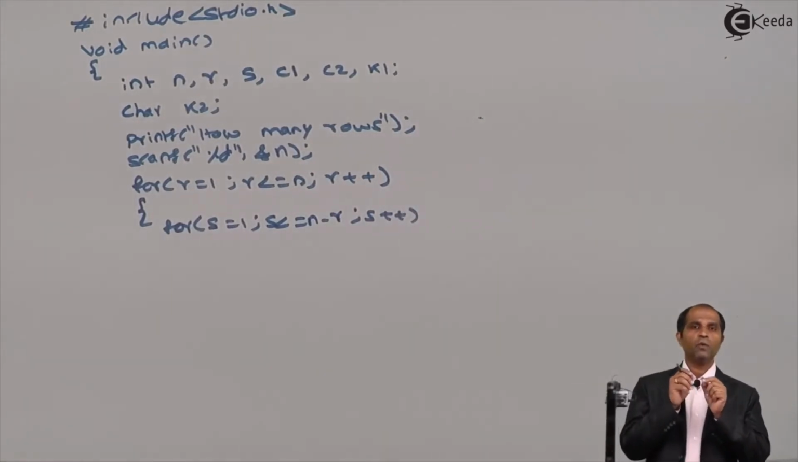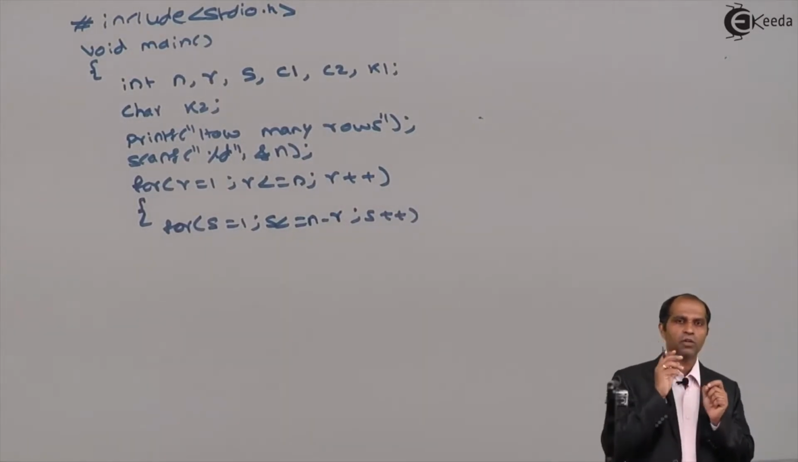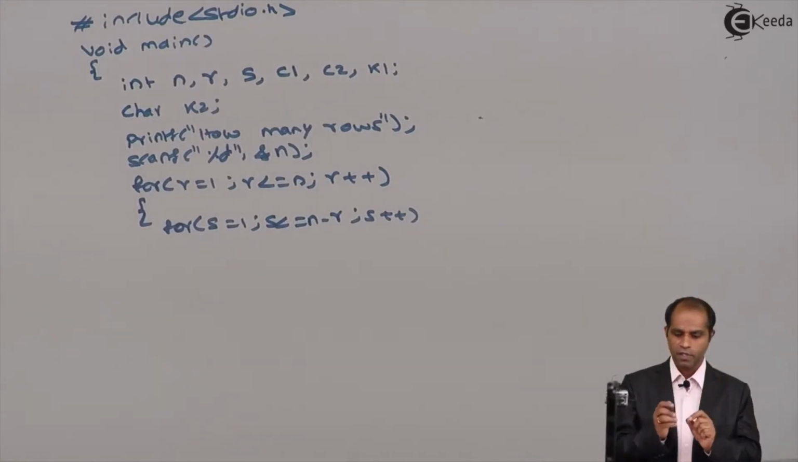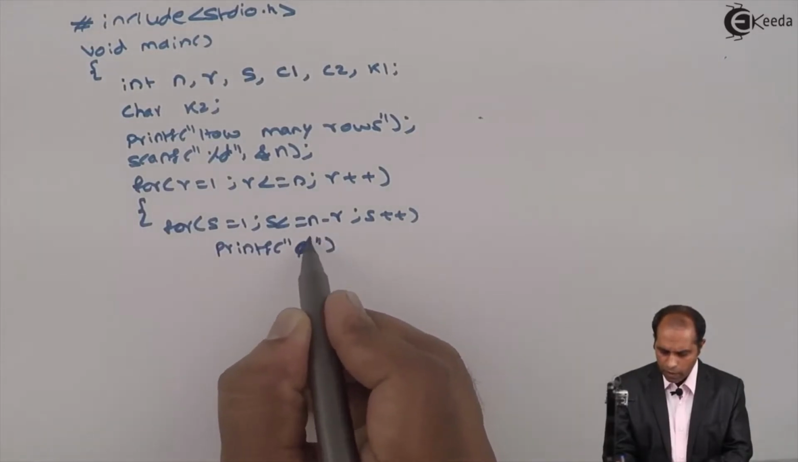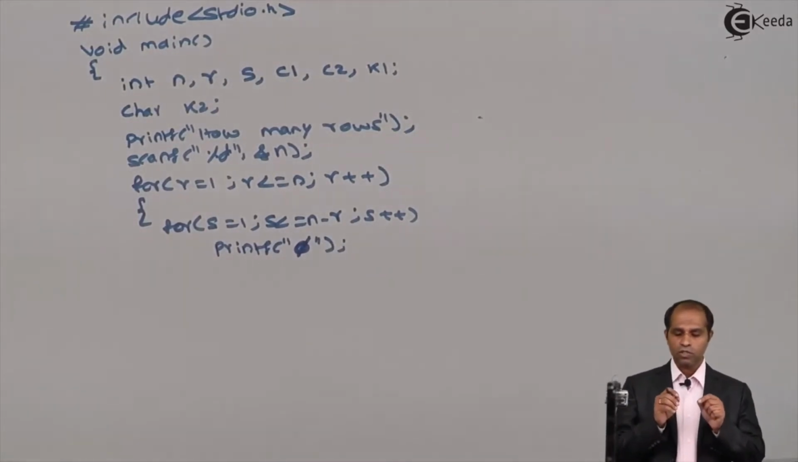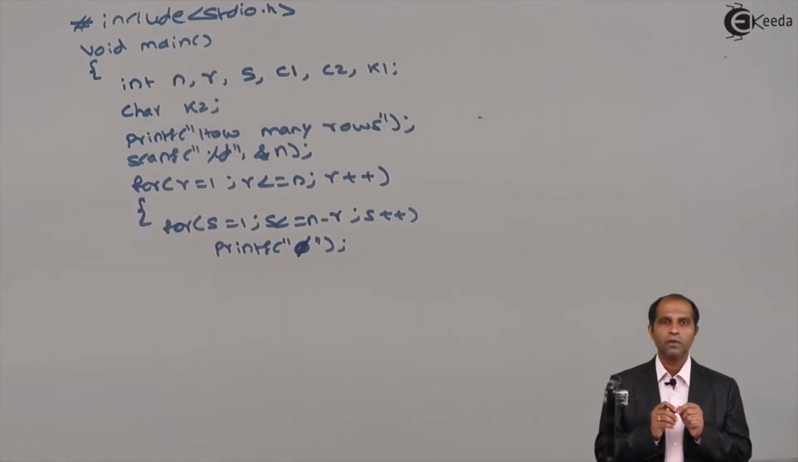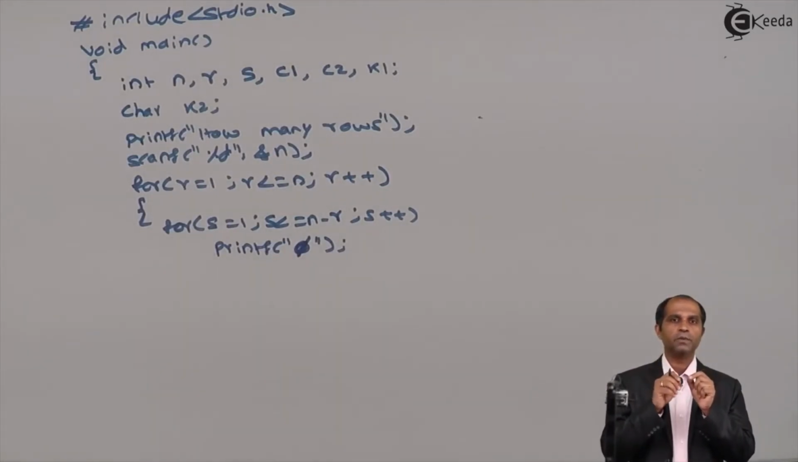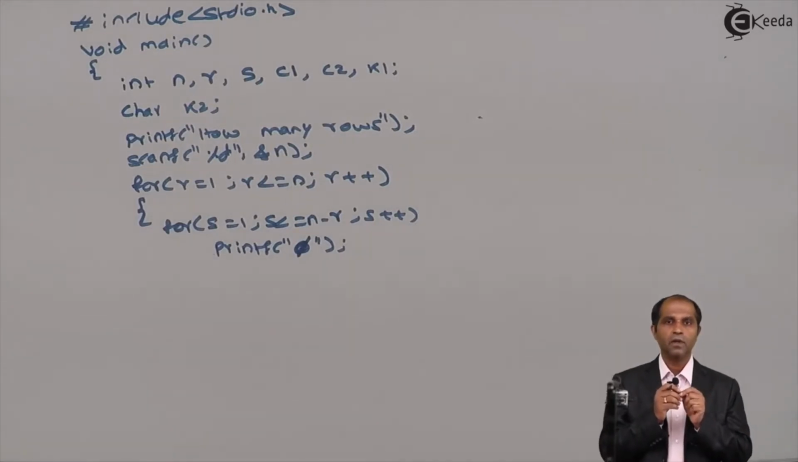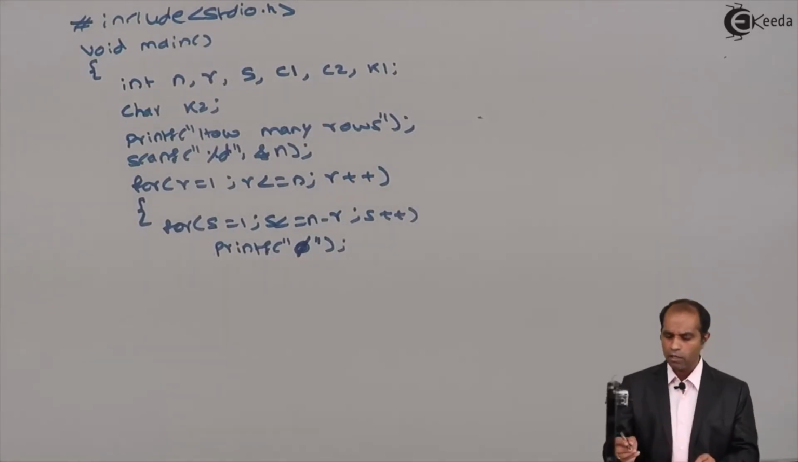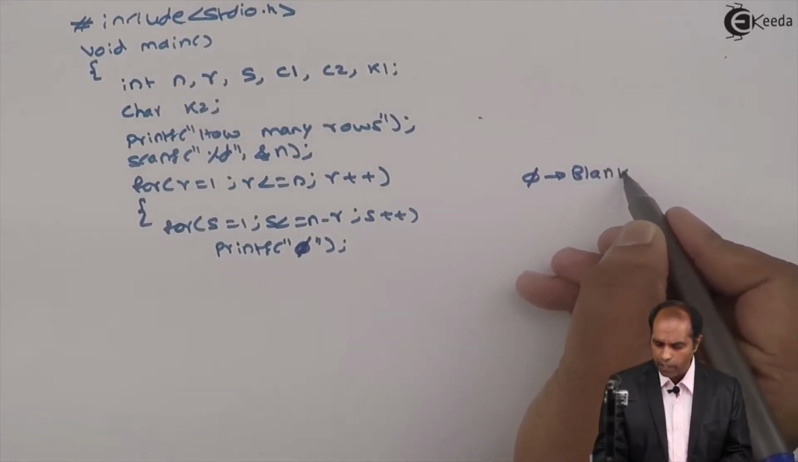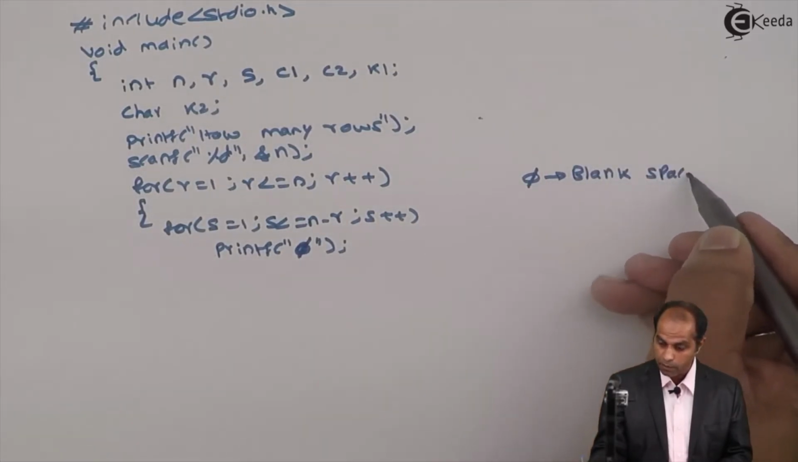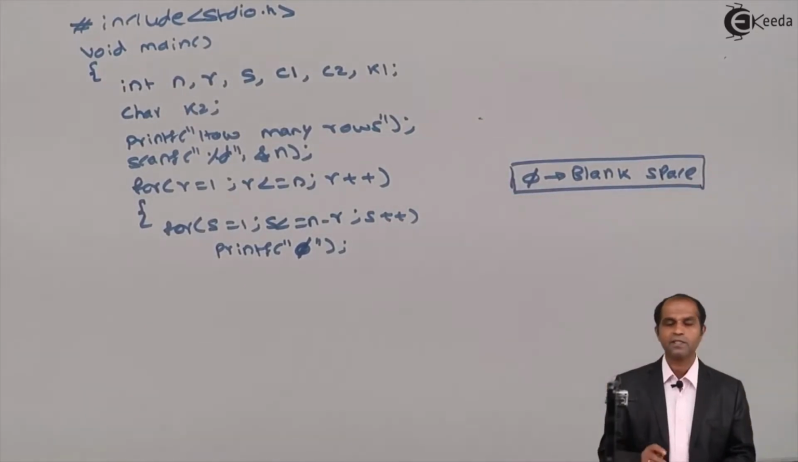Now when S is moving from 1 to n minus r, what action do you want to do on screen? I want to generate one blank space. So I'll say printf a blank space. Here I'm going to use a phi symbol. Don't search for this phi symbol on the keyboard. On paper, whenever I wish to represent a space, I'm going to use this character. When you're writing your answers on the answer paper, make sure that you indicate some character, and later on, you can put the space character in. I'll say phi represents a blank space.